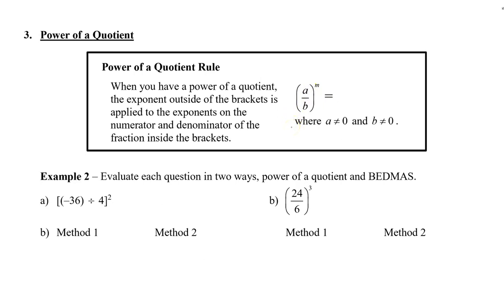So that means we would have a to the power of m divided by b to the power of m. And this is actually very similar to the power of a product, where m was applied to both of the bases there, and here m is applied to both of our bases because we have a fractional base. And remember that a cannot equal 0, and b also cannot equal 0.